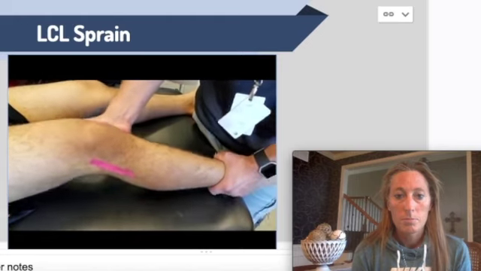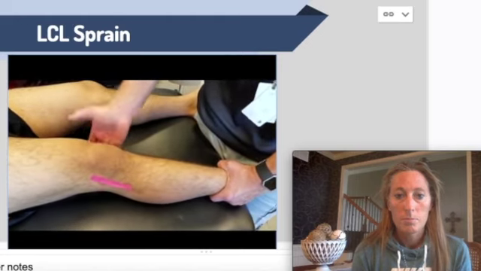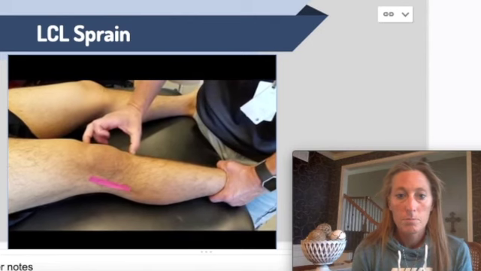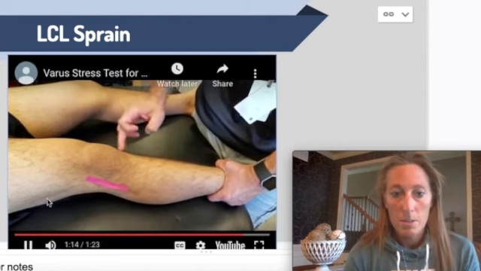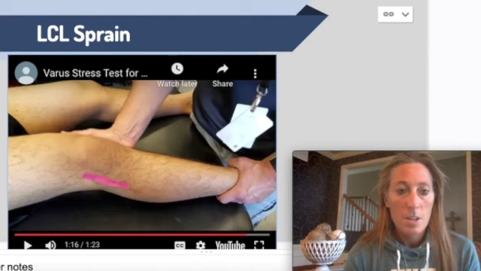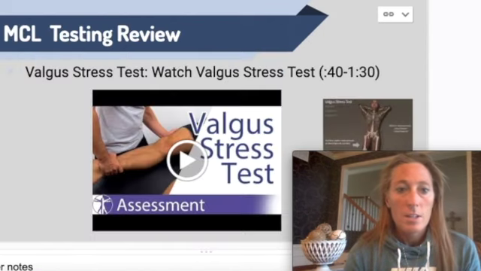Lift up. And really, if you think about the hand placement, it's between the joint lines, so between the femur and the tibia. So, and we're going to move on.